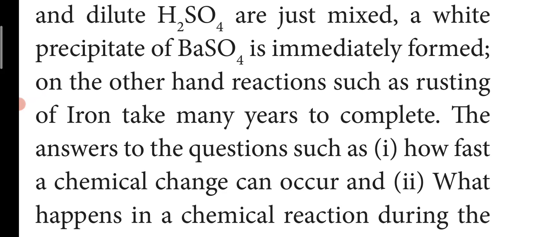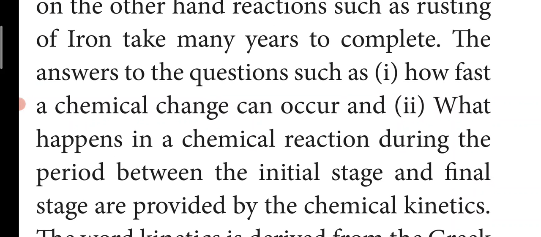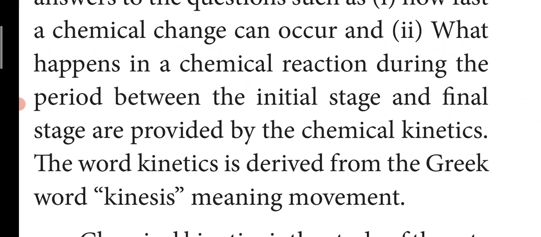So how fast the chemical reaction happens, and what happens during the period between the initial and final stage, are provided by chemical kinetics. That is, not only how quickly a reaction happens, whether it is fast or slow, but also what changes take place in between, from the initial to the final stage, we can see in chemical kinetics.